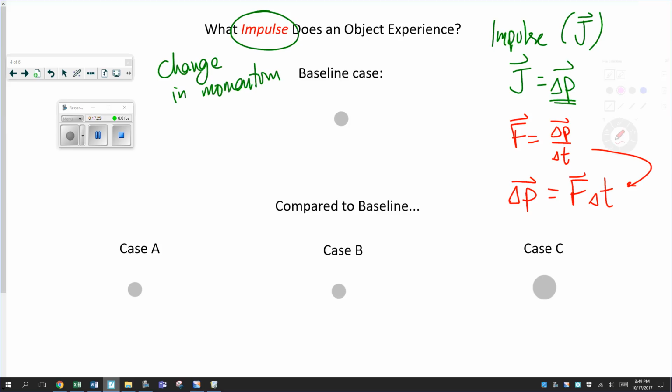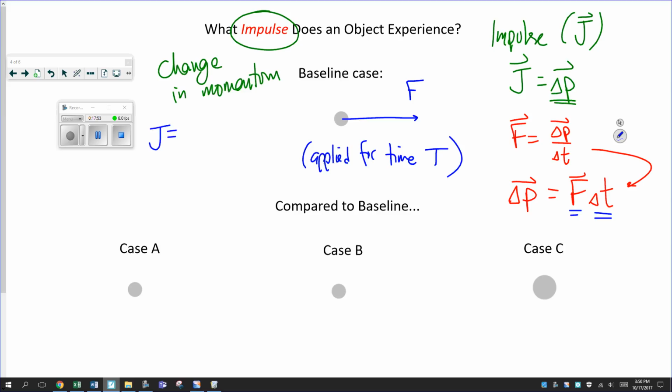It depends on two things. It depends on how hard you push it, and for how long you push it. If we say there's a force F applied for a time T, we've just defined that this object experiences an impulse J, which by definition is its change in momentum. And that would just be Ft.